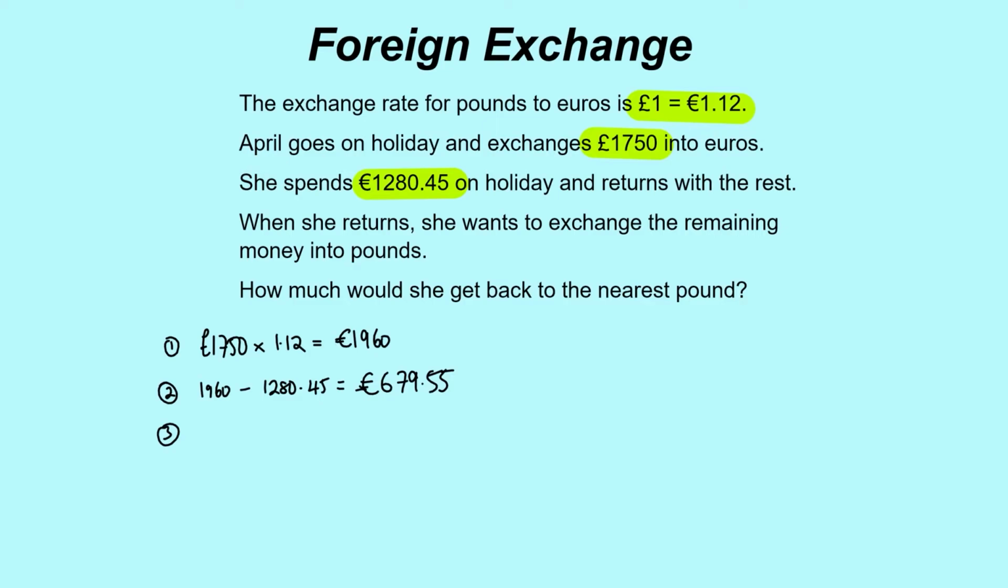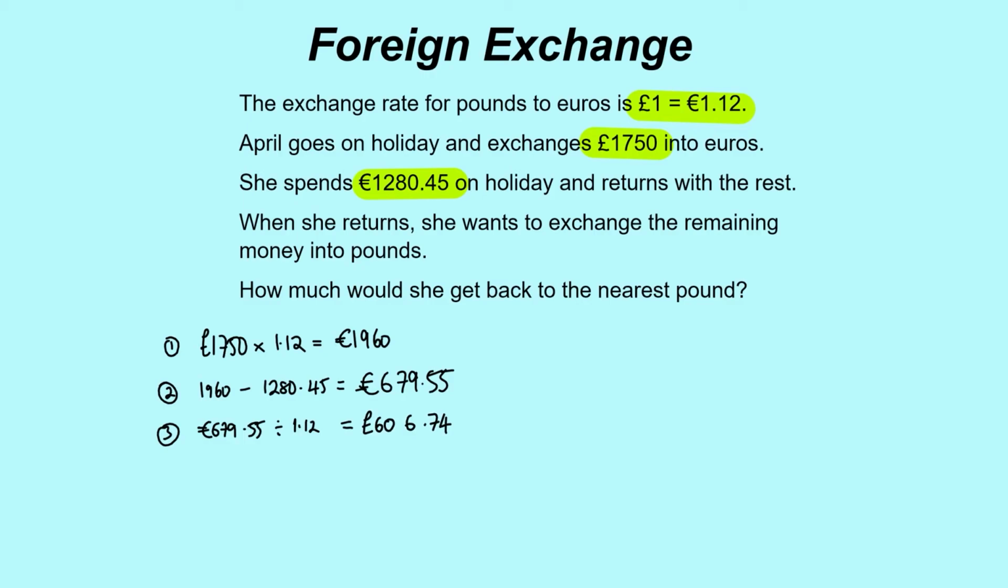So we're going to take the 679 euros and 55 cents. I'm going to see how many 1.12s fit into that, and that'll tell us how many pounds. For every 1.12 euros we have, we're going to get a pound. So we want to see how many 1.12 euros we have, which is a division calculation. So 679.55 divided by 1.12 gives us £606 and 74 pence.